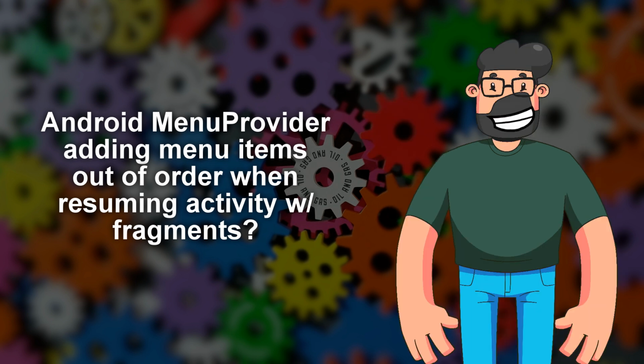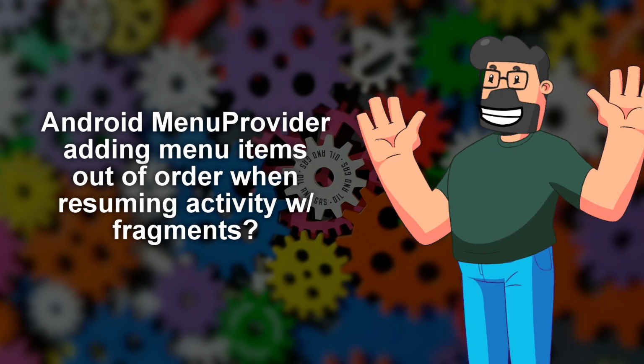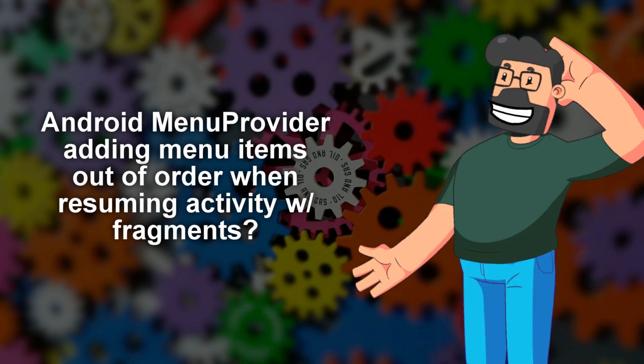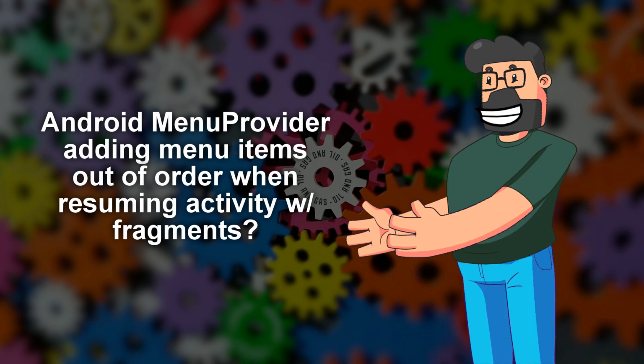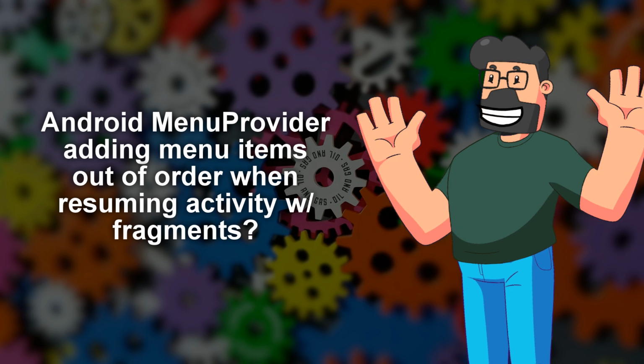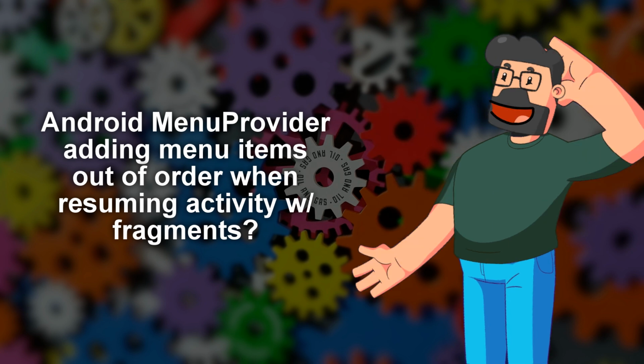The problem arises when you have Activity A with menu items 1 and 2, and Fragment A within Activity A with menu items 3 and 4. So far so good, right? Well, the plot thickens when you start Activity B from Activity A, close Activity B, and then resume Activity A.